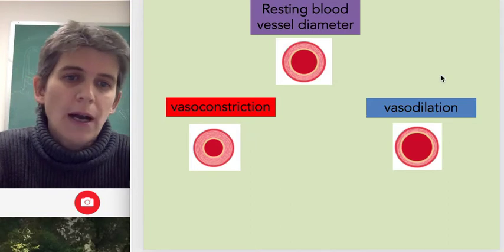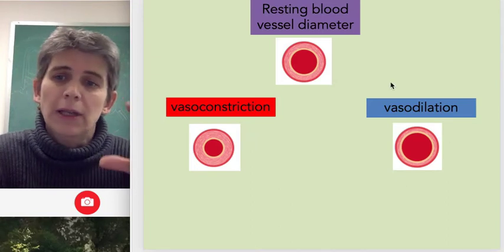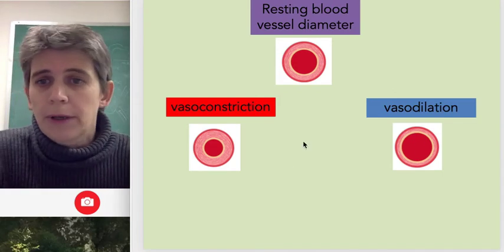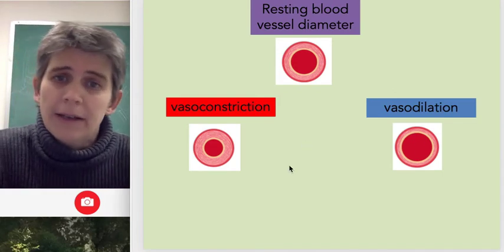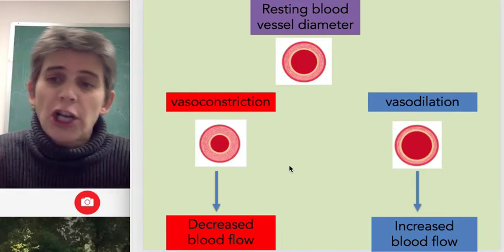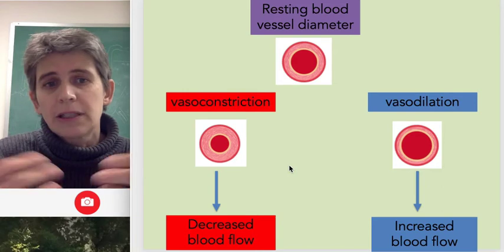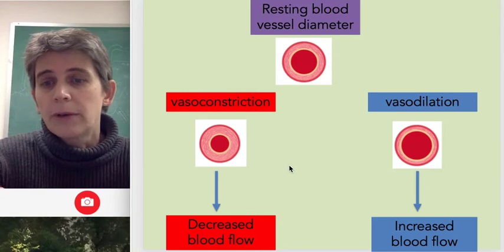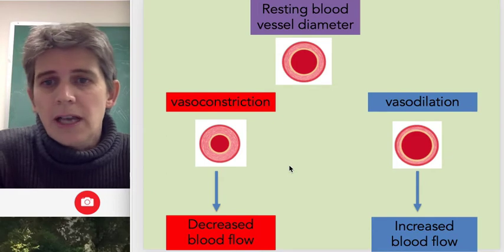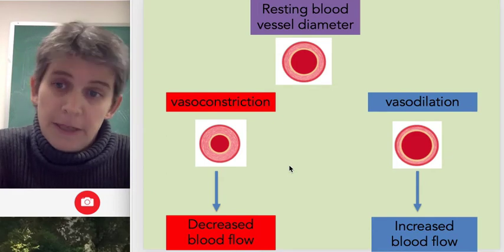Or we can do the opposite. We can vasodilate it, relax that smooth muscle, and allow for more space for blood to flow inside that blood vessel. So the result is a change in blood flow. And as we'll see later, this change in blood flow is even larger than it would appear based on the change in diameter of that vessel.